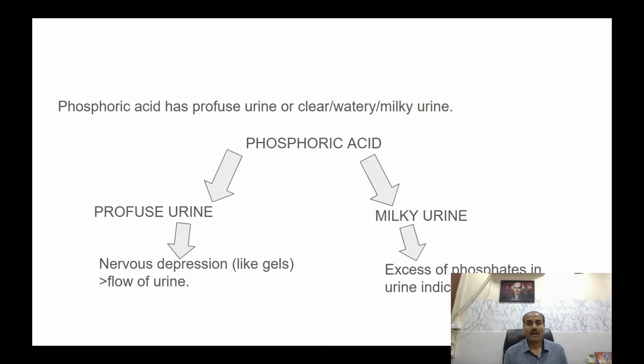So, last but not the least, Dr. Nash explains how phosphoric acid will have two types of urine. One is profuse urine, and another is clear, watery, or milky urine. So, profuse urine will be in the cases where there is nervous depression like gelsemium. Again, like gelsemium also means that the patient gets better with the flow of urine, which is there in gelsemium as well as in phosphoric acid. So, you need to differentiate from the physical modalities.